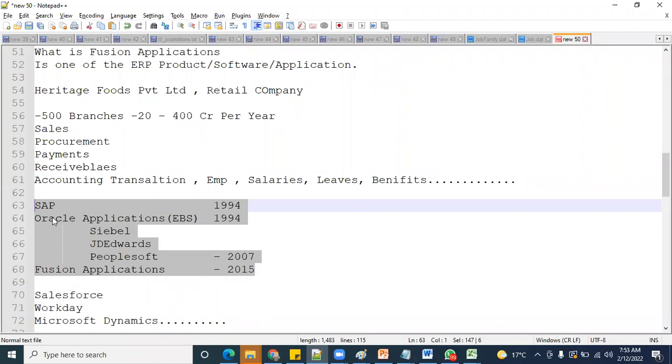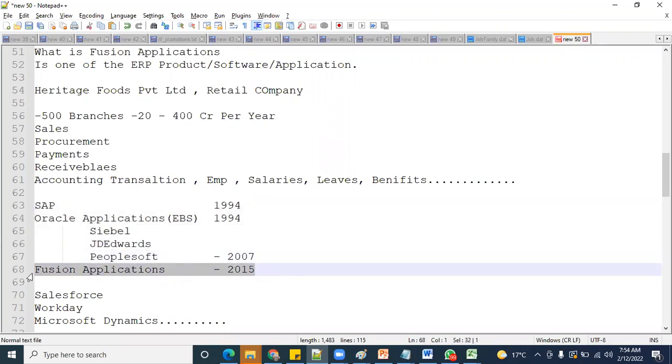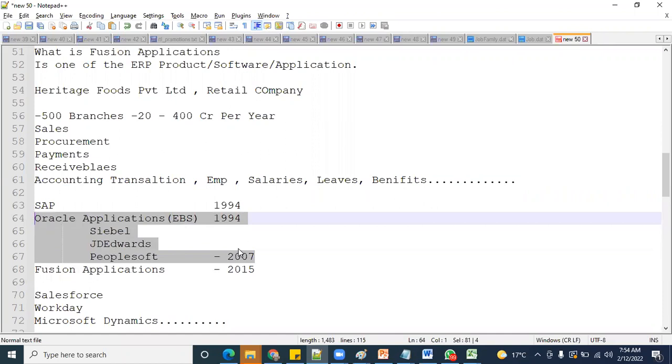Oracle and SAP both have been competitors in the ERP market since 1994. Both are ERP products that they are selling to customers, and both are competitors in the market. Here, Oracle got its Fusion applications in 2015 with cloud-based functionality. The older ERP products do not have cloud functionality.